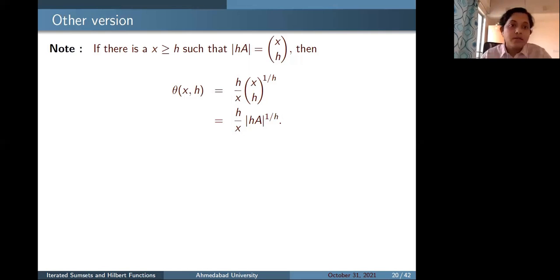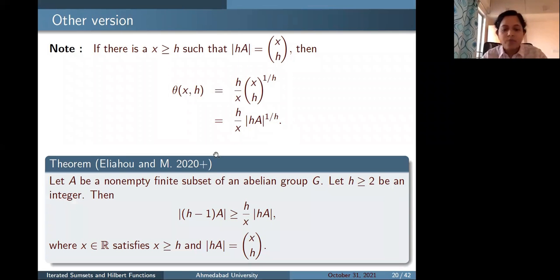Now coming to the other version as well. Once I have the real number x such that the cardinality of hA is binomial of x, h, then theta, which is h by x binomial of x, h to the power 1 by h, can be written in this form as well, that is h by x times cardinality of hA to the power 1 by h. And from here, we can give another version which says that the cardinality of (h minus 1)A is greater than or equal to h by x times cardinality of hA.